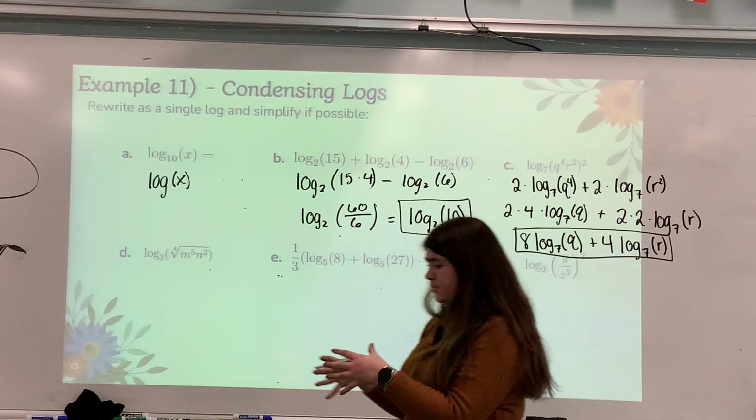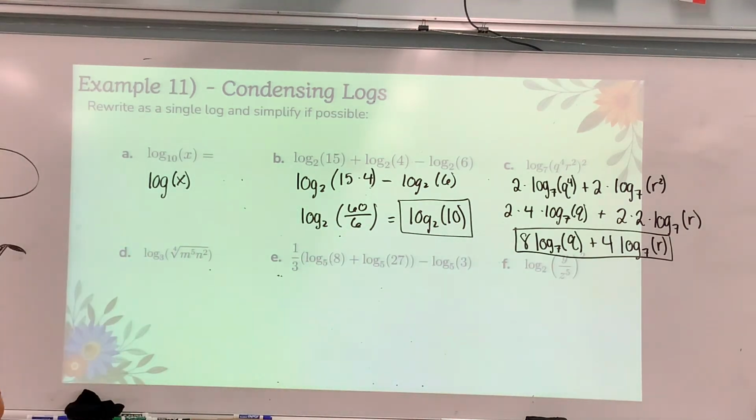So yes, it is bigger, it's expanded out, but it is simplified because we no longer have any exponents inside of our answer. We just have that q and the r.